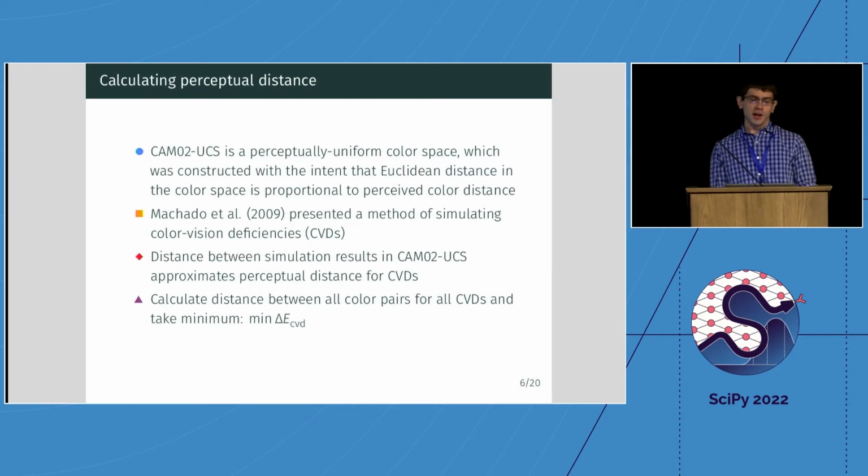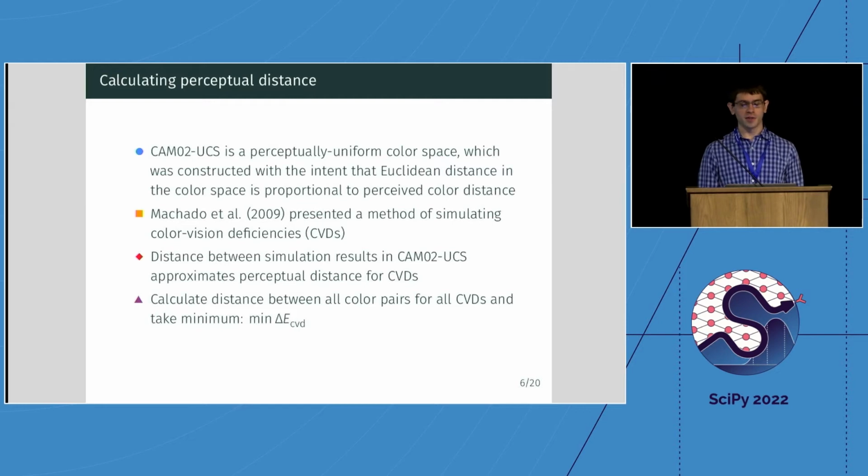Next, I'll move on to perceptual distance and how we can use this to calculate accessibility. CAM02-UCS is a perceptually uniform color space. Essentially, it was designed such that you take two different pairs of colors and look at the perceptual difference between these colors. It should correspond to the same Euclidean distance in the color space. Next, we need to figure out how to simulate color vision deficiencies.